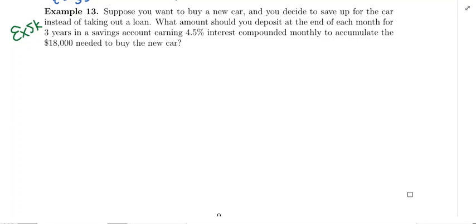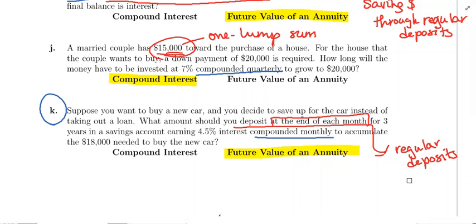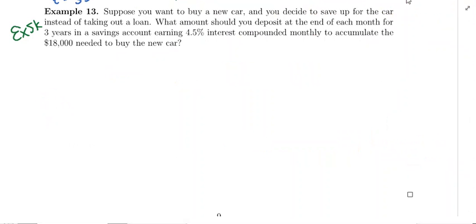When we looked at this in example 5, if we flip back to that, let's see where that was. Like I said, it's 5K. We labeled this as a future value of an annuity problem. And again, if you look at the box here, what I had boxed here, you're depositing money at the end of every month into your savings account. So you're saving money through regular deposits. So that's what made this problem a future value of an annuity problem.